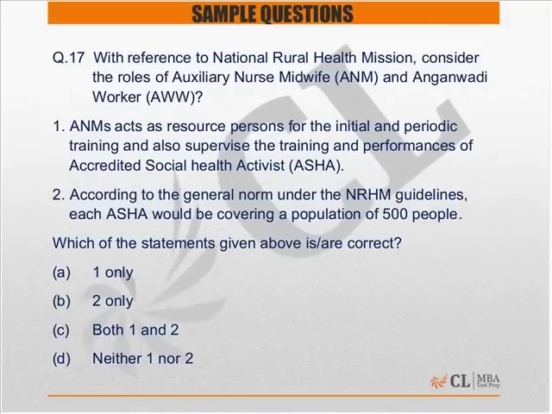Here I just make you easy. Under an ASHA, a population of 100 people is covered. Option A is correct because statement 1 is correct only. Statement 2 is wrong. Why is it wrong? Because under ASHA, a population of 100 people is covered, not 500.